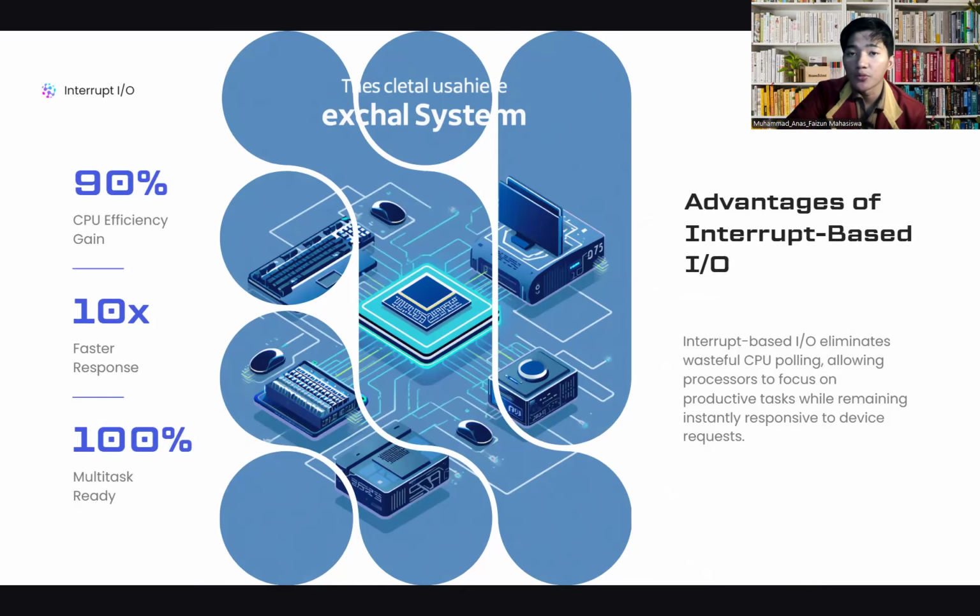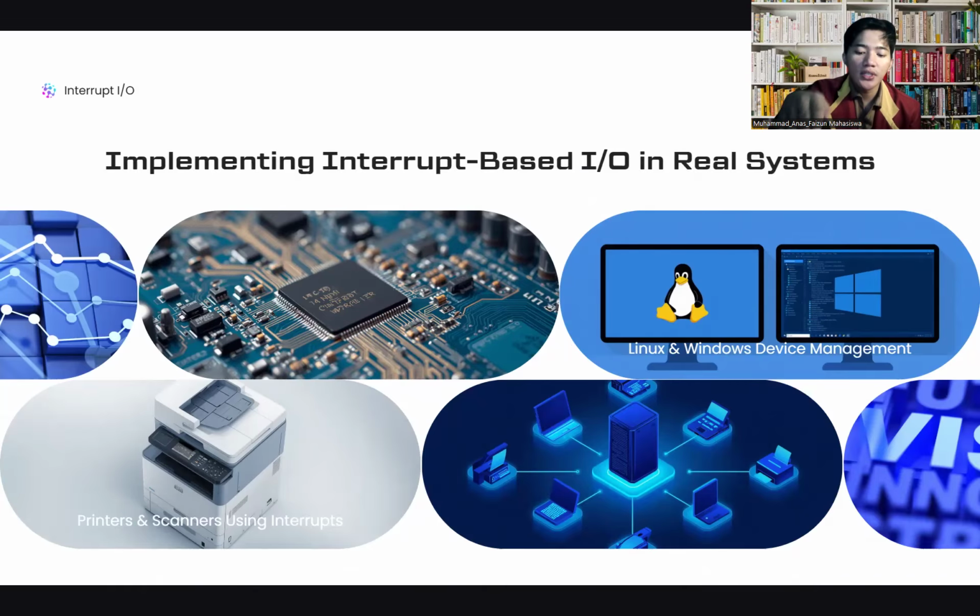Implementing interrupt-based I/O in real systems. Interrupt-based I/O is used in many modern operating systems like Linux and Windows to manage communication with I/O devices. For example, when you send a print job, the operating system uses interrupts to communicate with the printer, ensuring the CPU is not wasting time waiting for the printer to be ready.